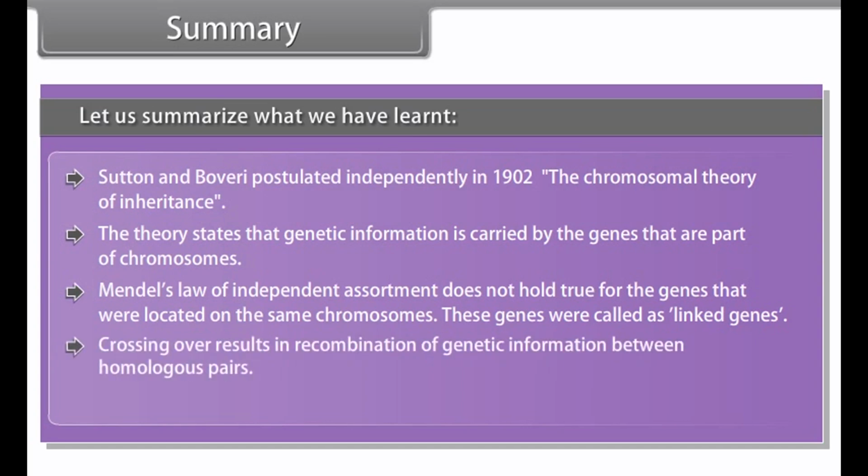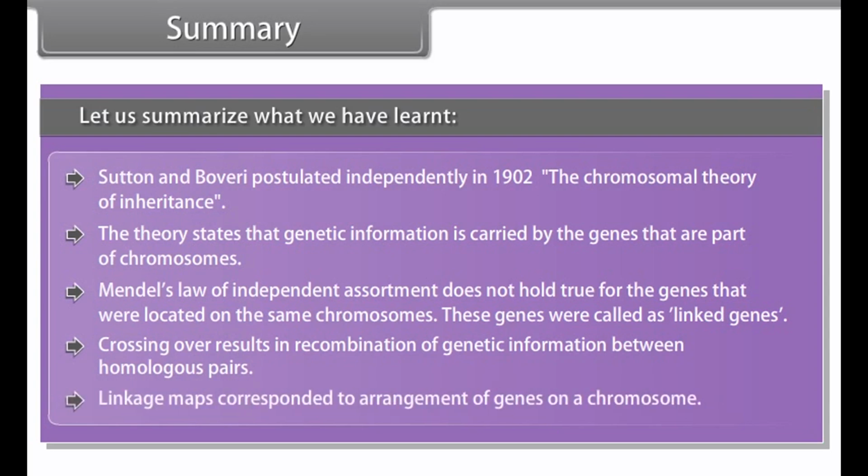Crossing over results in recombination of genetic information between homologous pairs. Linkage maps correspond to the arrangement of genes on a chromosome.